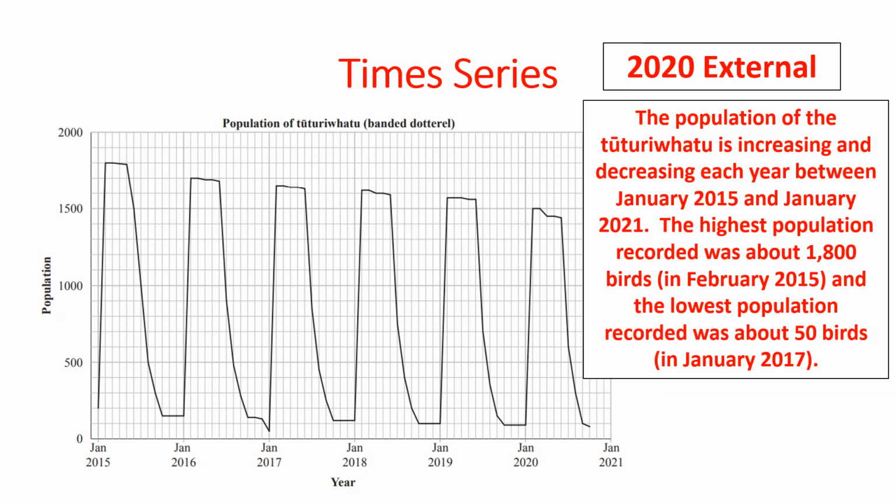All right, well, this is a general statement we could say about this graph. The population of the troughs is increasing and decreasing each year between January 2015 and January 2021. The highest population recorded was about 1,800 birds, which happened to be in February of 2015, and the lowest population recorded was about 50 birds, and that was in January of 2017. Notice, lots of detail, and we're using numbers as evidence.